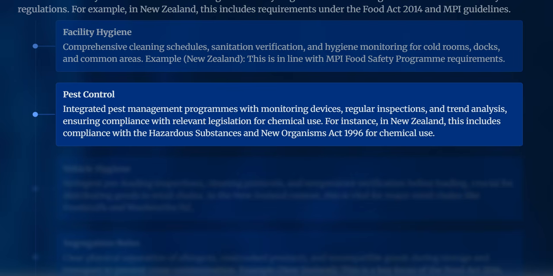And then we have the pest control PRP. It's very crucial: integrated pest management programs with monitoring devices, regular inspections and trend analysis, ensuring compliance with relevant legislation for chemical use. It's also crucial to maintain robust pest control, which is similar to CCPs in manufacturing.